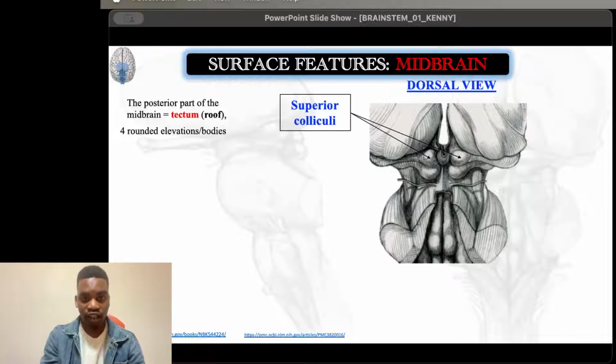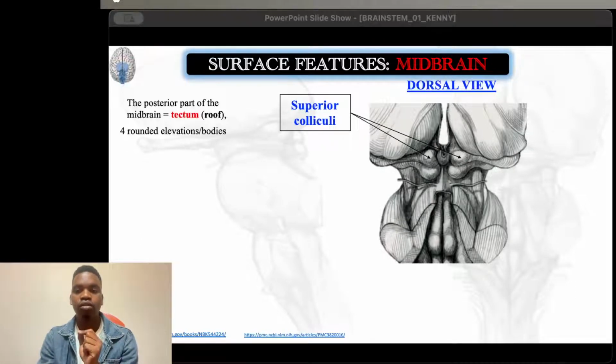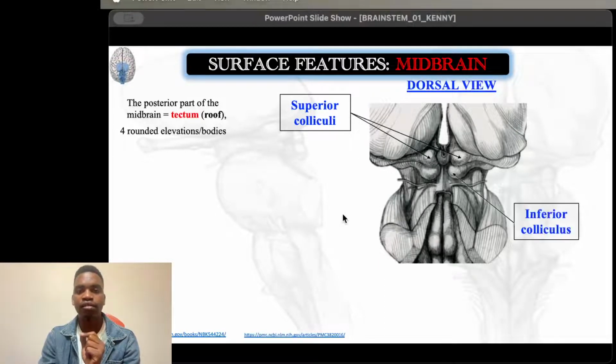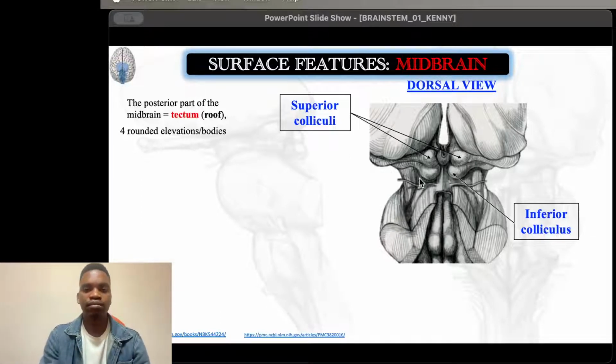So we have the superior colliculi. In singular it is colliculus, but in plural it is colliculi. So we have the superior colliculi, left and right, and then we have the inferior colliculi as well, left and right. Here only one is labeled, so we call it colliculus, but in plural we call them colliculi.